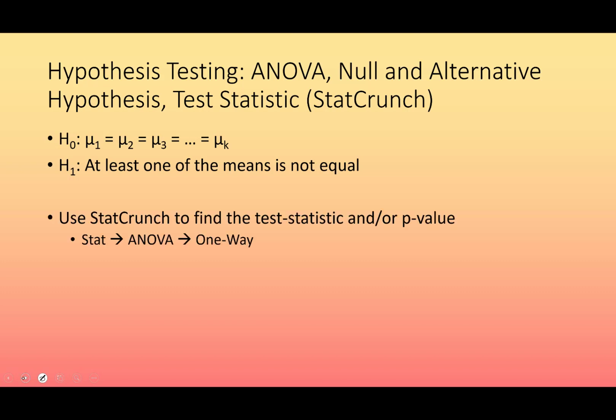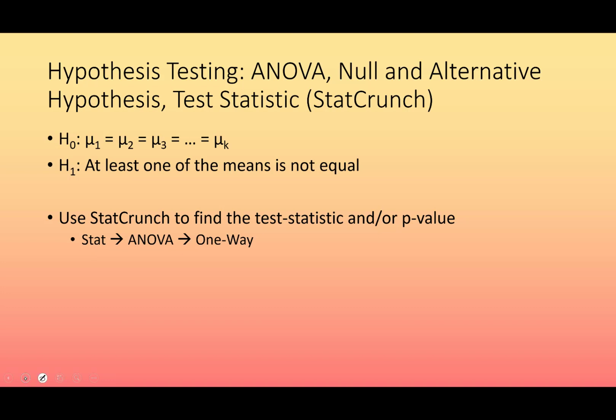Now the good news for this section is we are just going to use StatCrunch to find this. We can still find our test statistic and our p-value using StatCrunch. We're going to go to the Stat menu, to the ANOVA menu, and then to the one-way menu.